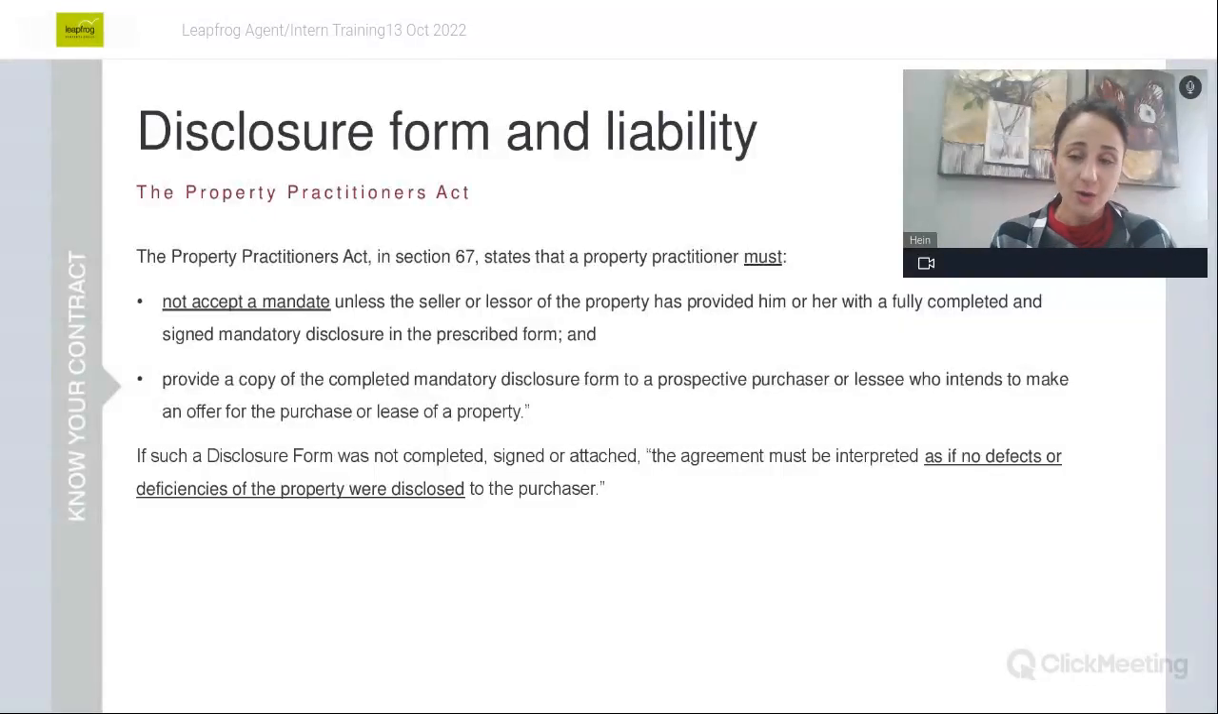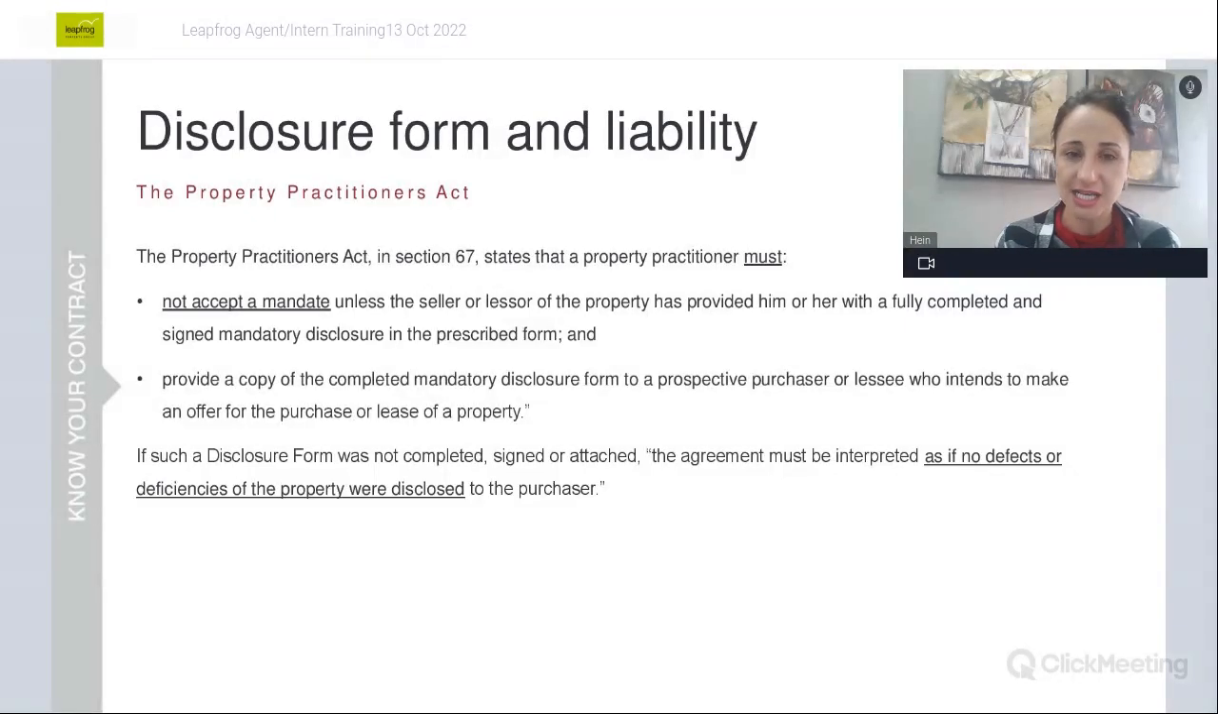What if you do a deal and you don't have a disclosure form? Well, that is where you are exposing yourself, because the Act says if you don't have your form completed, or you don't attach it to your mandate and you don't attach it to your offer, the agreement will be interpreted as if there are no defects. So that would mean your seller would have to fix every single thing. If there is a crack in a wall or a kitchen cupboard which is going off the hinges, anything and everything which is not 100% perfect, your seller will have to fix.